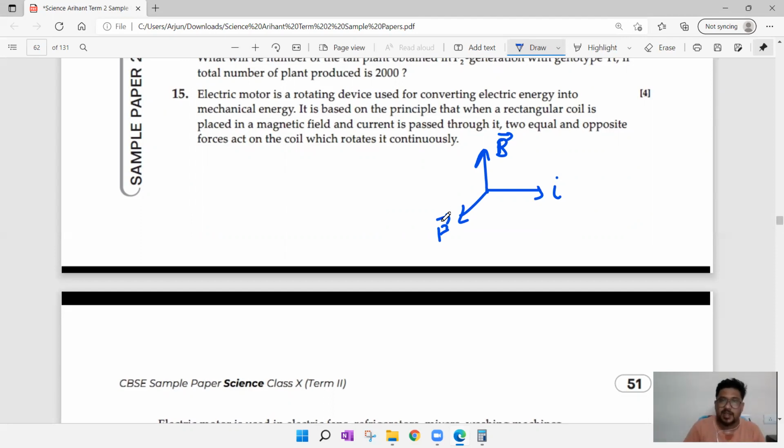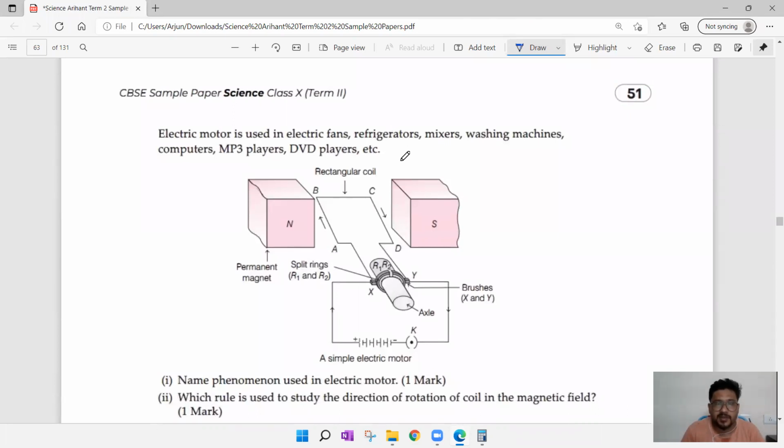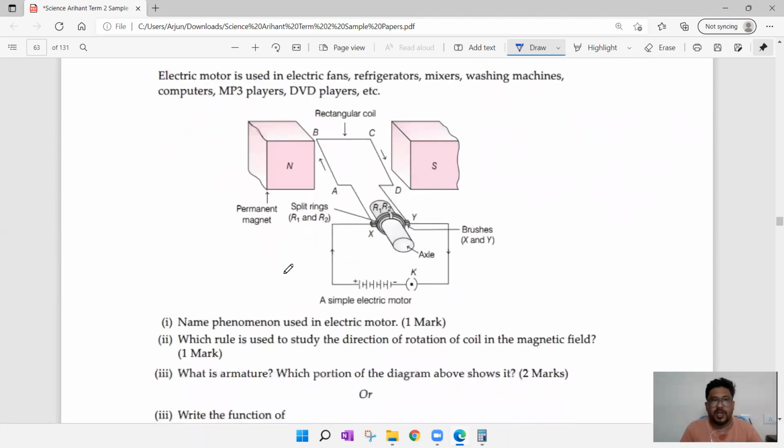Try to understand. There should be magnets, and the coil should be placed in between the magnets. Next, the electric motor is used in electric fans, refrigerators, mixers, washing machines, computers, MP3 players, DVD players. Okay, this is the information. And the diagram is also given.